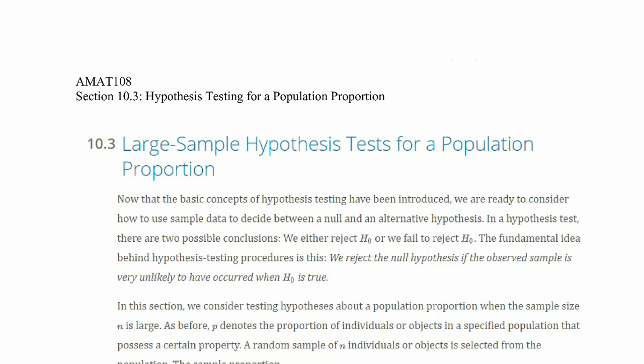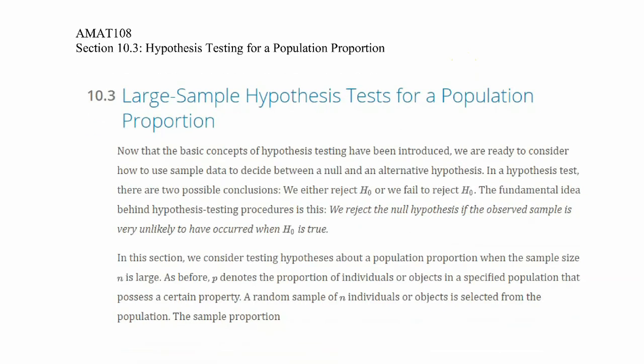Welcome back. 10.3, large sample hypothesis tests for a population proportion. So remember, we're dealing with p-hats and p's and percentages. Proportions are percentages. Now that the basic concepts of hypothesis testing have been introduced, we are ready to consider how to use sample data to decide between a null and an alternative hypothesis.